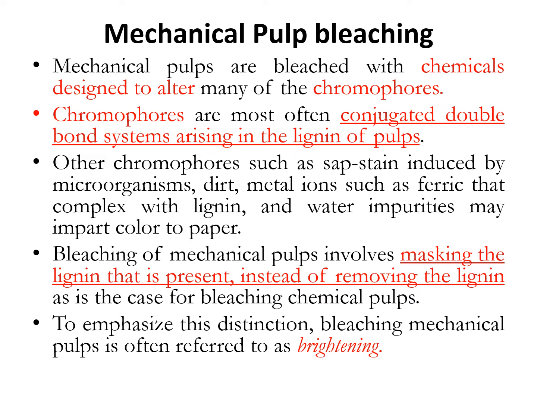Okay, other chromophores or color-imparting elements other than lignin are present in the pulp. Mechanical pulp may have sap stain induced by microorganisms, dirt, metal ions such as ferric that are complexed with lignin, and water impurities may also impart certain color. So actually bleaching mechanical pulps is done to mask the lignin that is present instead of removing it. So it is called brightening. We have learned this.